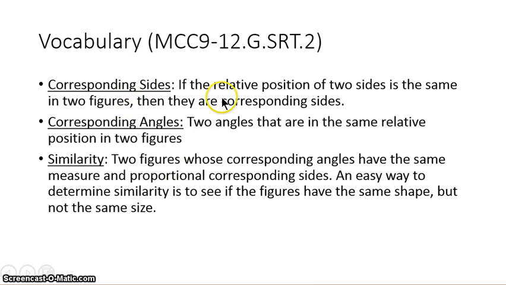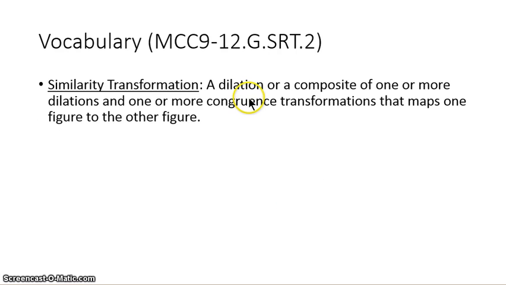Vocabulary. Corresponding sides: if the relative position of two sides is the same in two figures, then they are corresponding sides. Corresponding angles: two angles that are in the same relative position in two figures. Similarity: two figures whose corresponding angles have the same measure and proportional corresponding sides. Similarity transformation: a dilation or a composite of one or more dilations and one or more congruence transformations that maps one figure to the other figure.